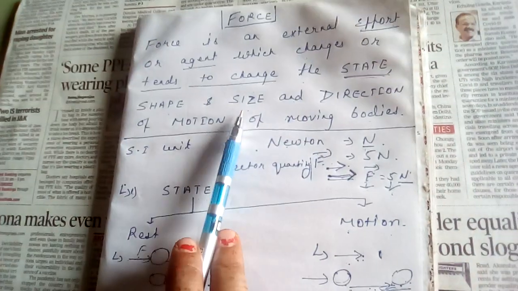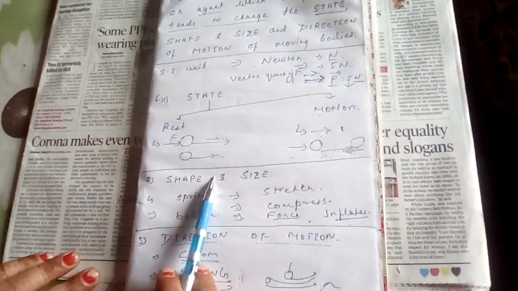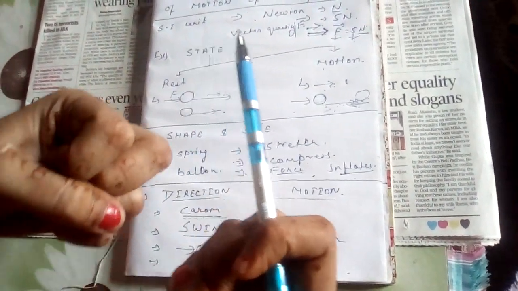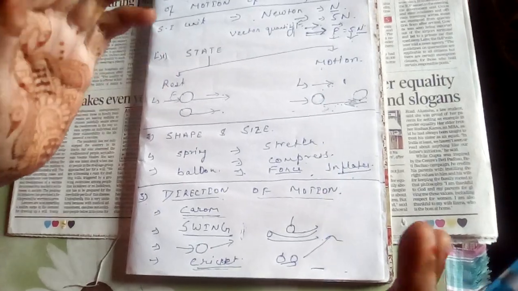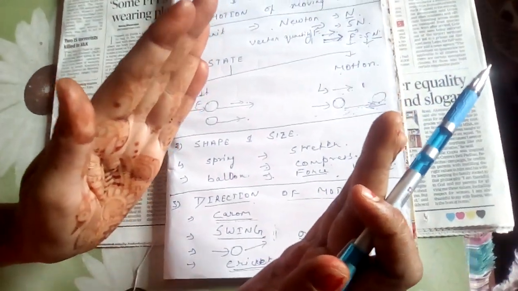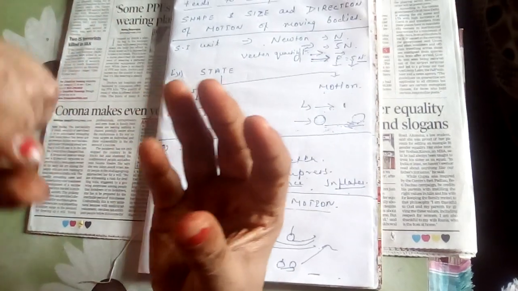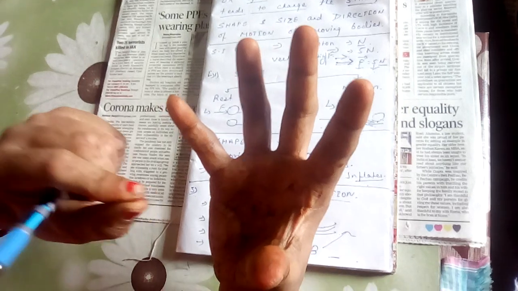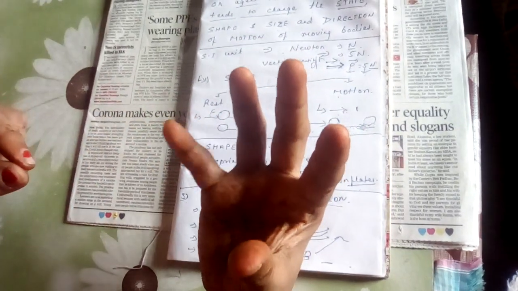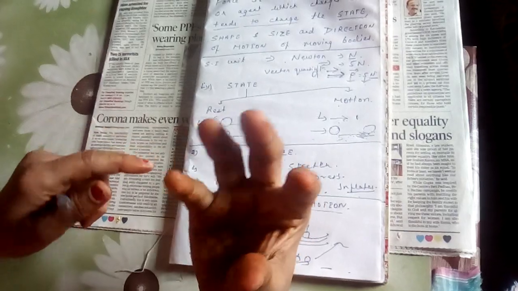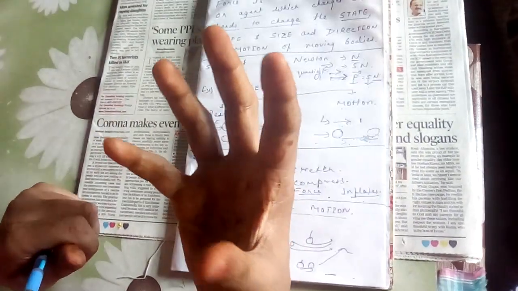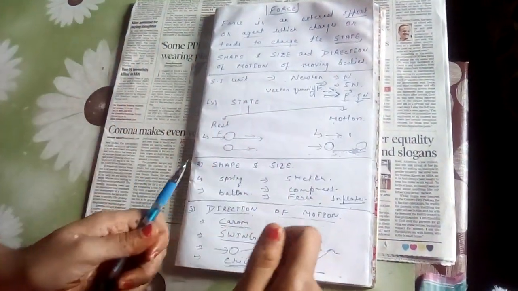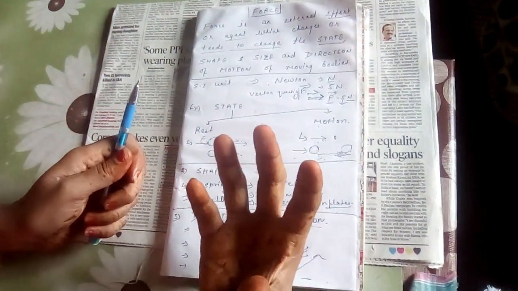Next is shape and size. In everyday life, the shape and size of many things change. For example, a spring. If you stretch a spring, shape and size change. If you compress a spring, shape and size change. Take a balloon, inflate it, it will grow bigger. That means its shape and size change. Deflate it, take out the air from the balloon, its shape and size change. Take flour, make dough, and after making dough, take a small piece and give it the shape of chapati, paratha, puri, whatever we like.